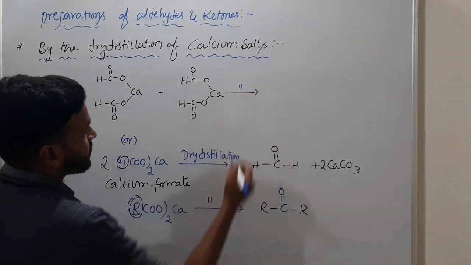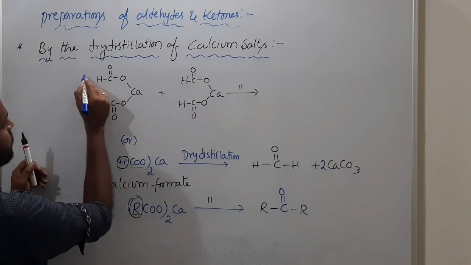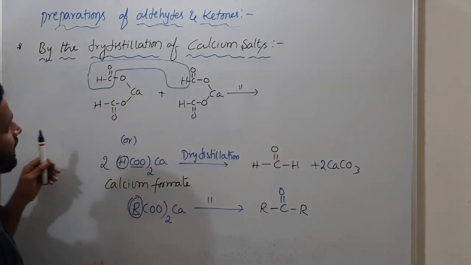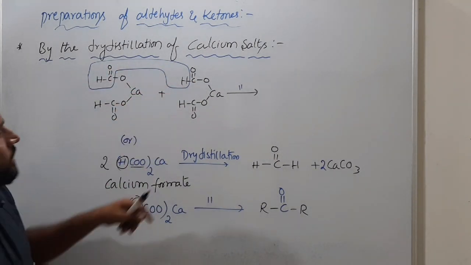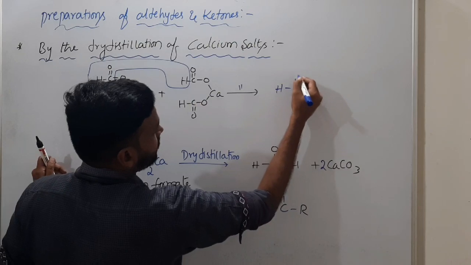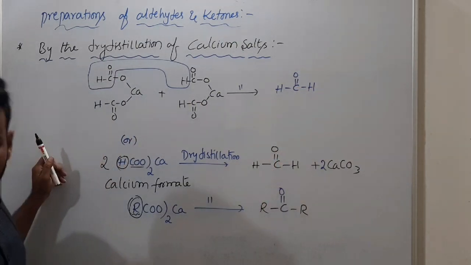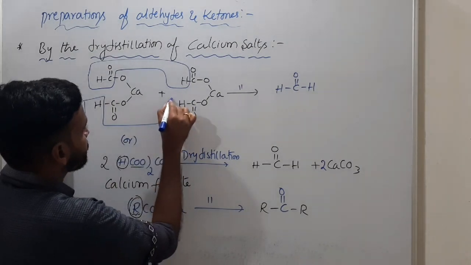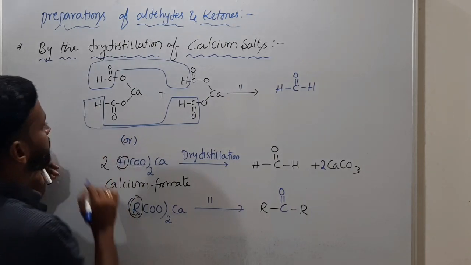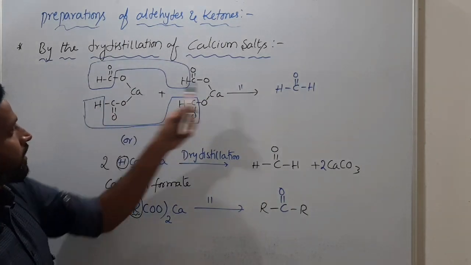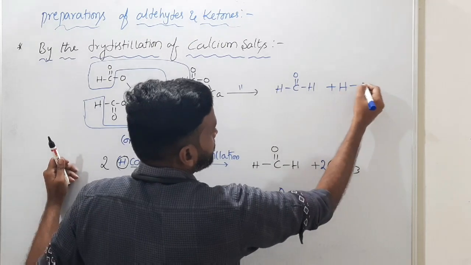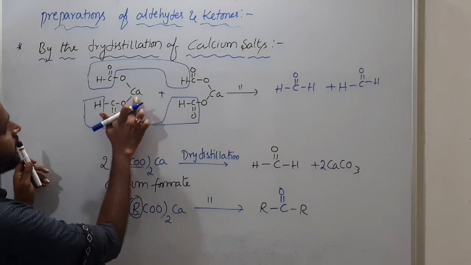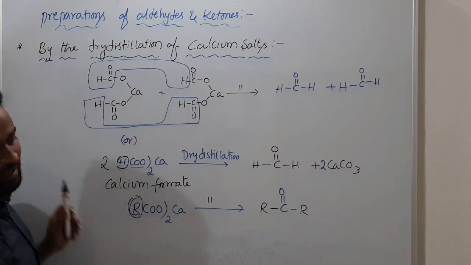So on dry distillation, what happens, as I told you, see this: HCOO like this. What happens here? H C double bond OH. So H C double bond OH you have. One more, correct? So again from here H, and C double bond OH from here. So H C double bond OH. One more mole you are having. Remaining is CaCO3 you are having. Correct?